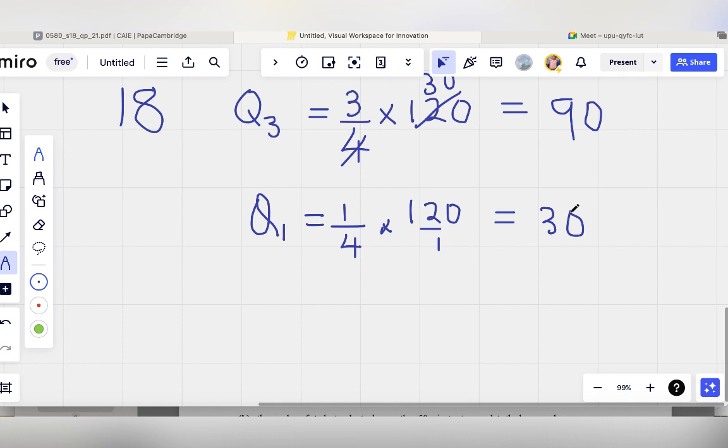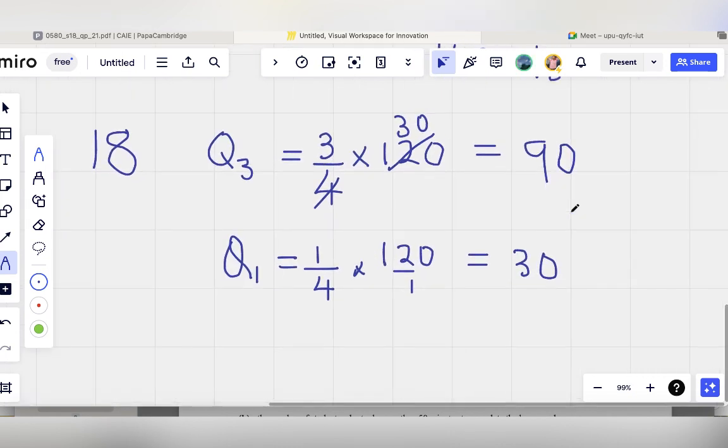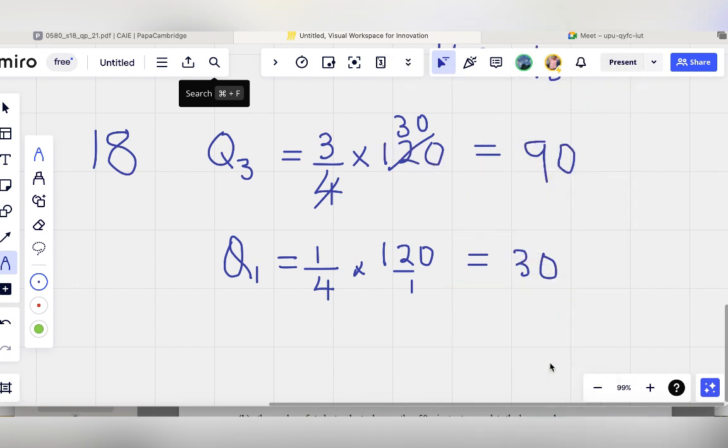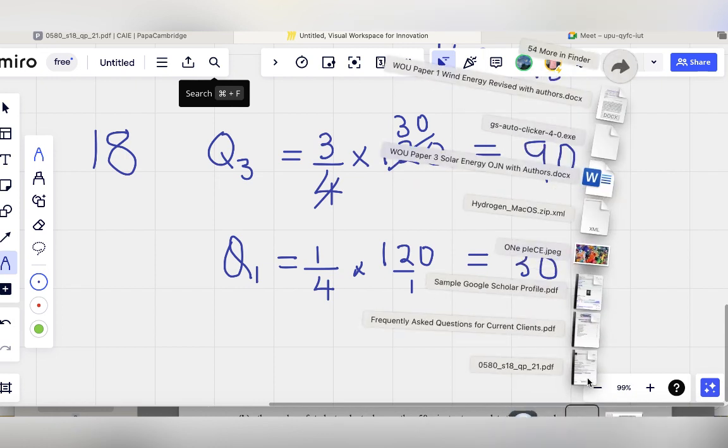In order to find the interquartile range, we have to take the upper quartile, go to the graph, and trace it to the number of minutes it takes. Then take the lower quartile to the graph and find the number of minutes it takes. Then we subtract the minutes from each other. Now let's go to the graph. The upper quartile is 90, and the lower quartile is 30.